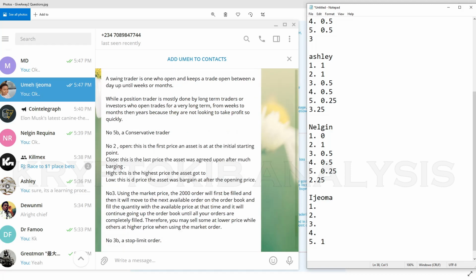Then number 2, open is the first price an asset is at, the initial starting point. Close is the last price agreed upon. High is the highest. Then low, this is the price. Whoa, she missed something there.